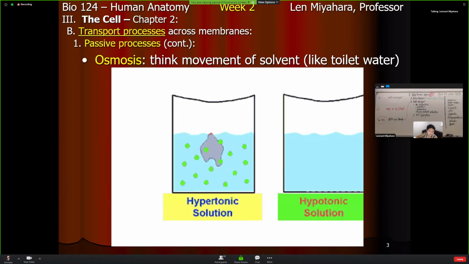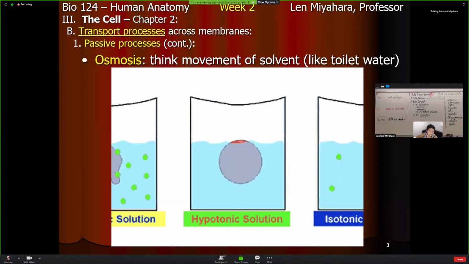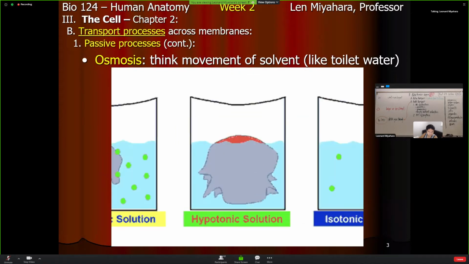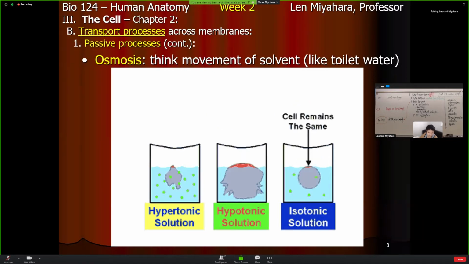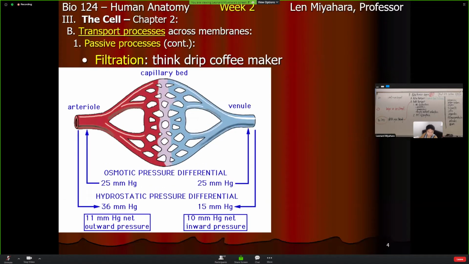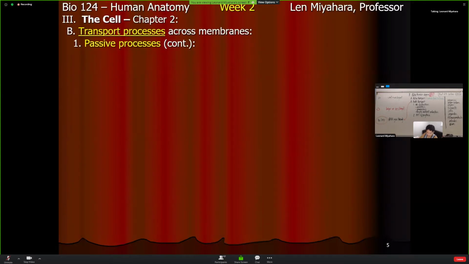If it goes into distilled water, that's hypotonic. Now there's more salt in the cell, and this is all relative concentrations. So water will go into the cell till it explodes, hemolysis. If it goes into isotonic solution, which means same solute concentration, water in equals water out, and the cell remains the same. Filtration, again, is the only passive process that does not go from high to low. This is driven by blood pressure, but the cells doing the filtering are not expending ATP to filter.